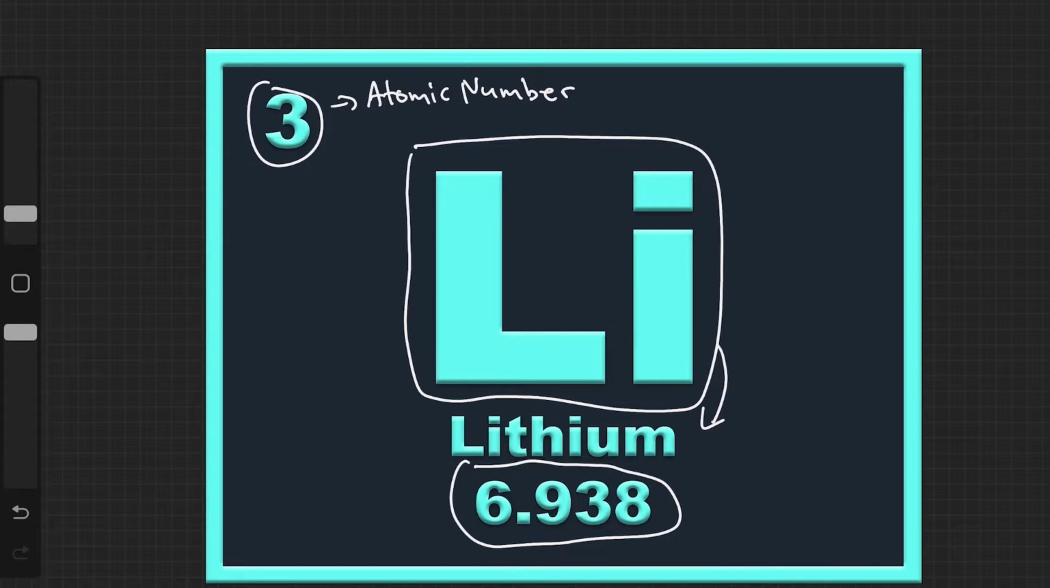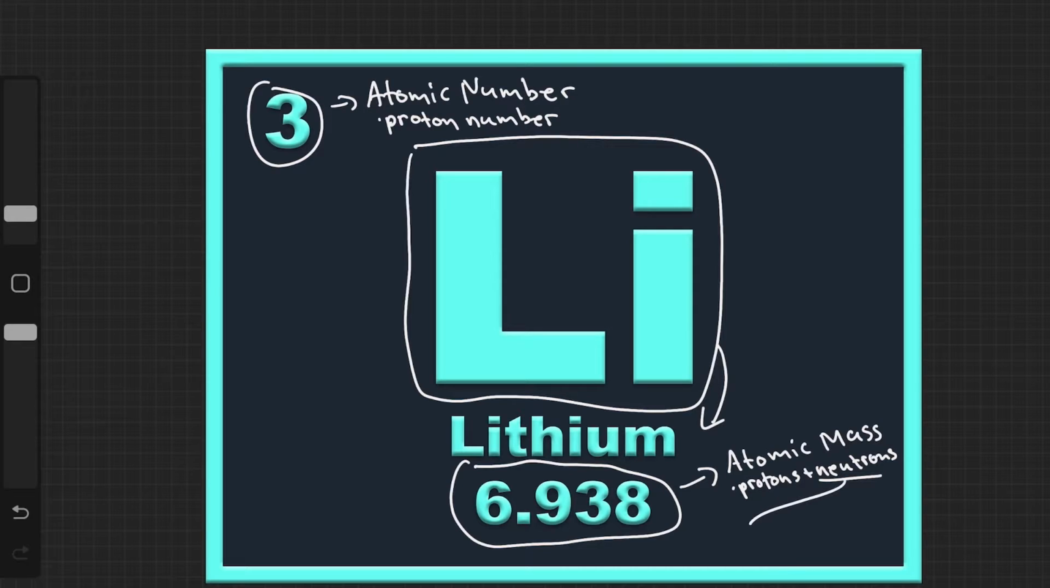The atomic number is actually just the proton number. As for 6.938, this is the atomic mass, which is the amount of protons plus neutrons. So now let's take a look at how we can get the neutron number from this information.